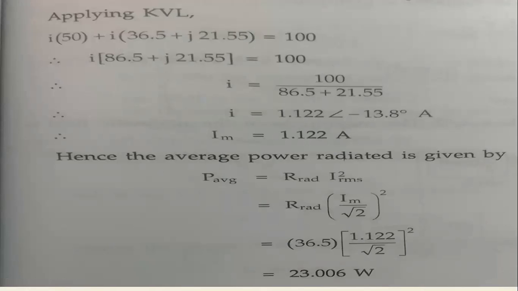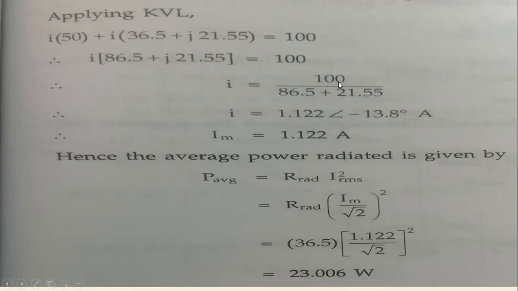By applying KVL to the circuitry, V minus IR is equal to 0 in that particular loop. So V is equal to IR. What is V? V is 100. The impedance is the 50 ohm plus the antenna impedance in rectangular form, 36.5 plus j21.25. In this way, you just add the real parts and you will get 86.5, and the imaginary part is 21.25.